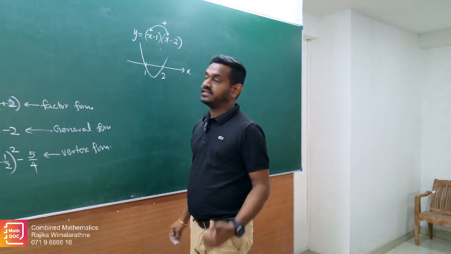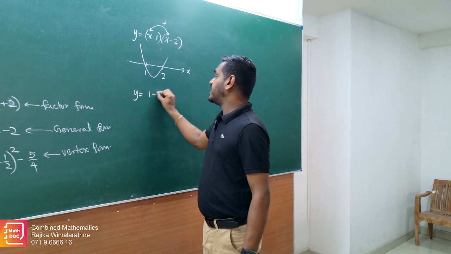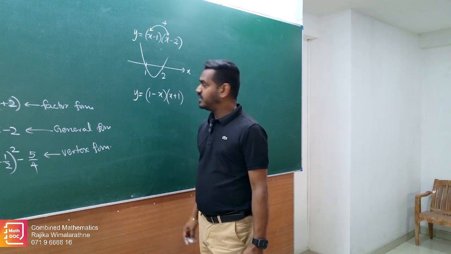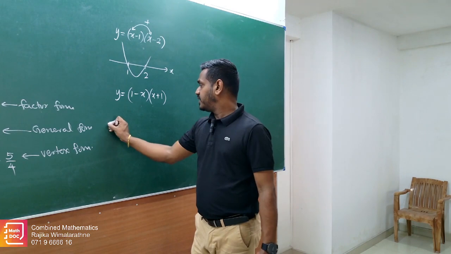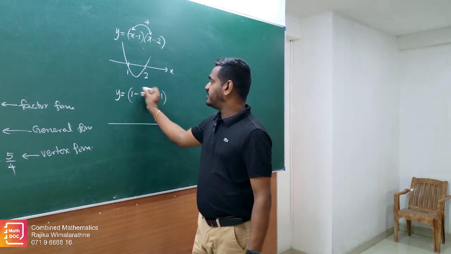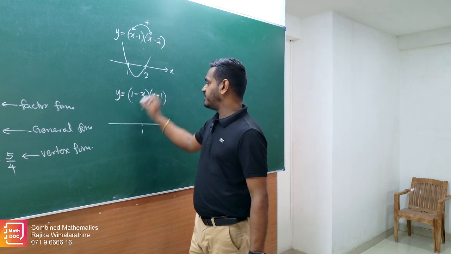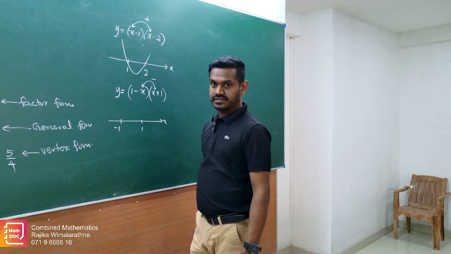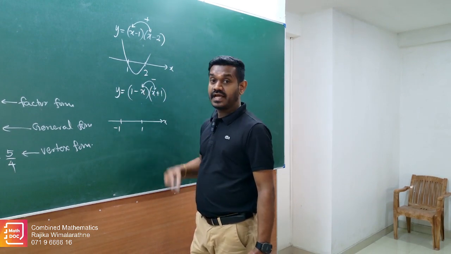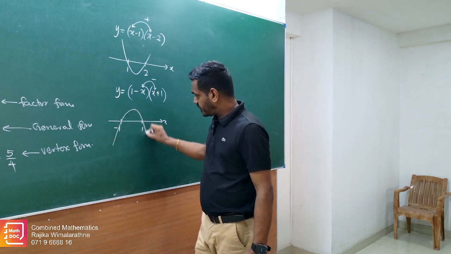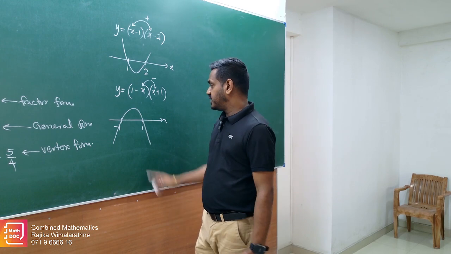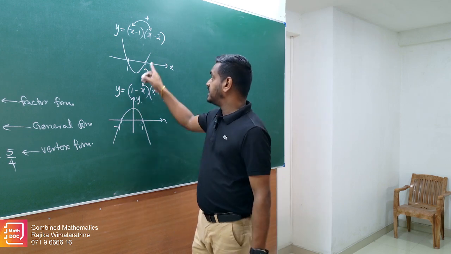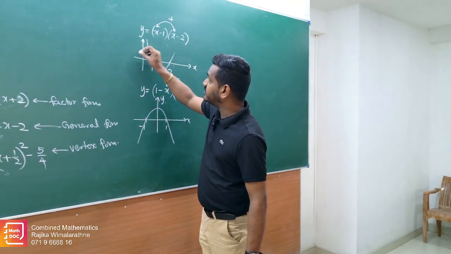That is the sketch. Then consider y equals (1 minus x)(x plus 1). That is also given in factor form. You consider the x-axis. Here the factor zero value is 1, and here the factor zero value is minus 1. When you expand this, the x squared coefficient is negative, so it has a maximum shape, not a minimum shape. That's the function. Then the mid value between minus 1 and plus 1, the mid axis, will be the y-axis.